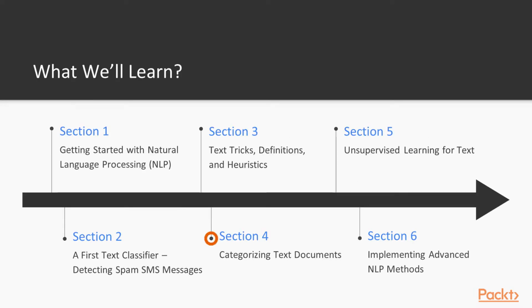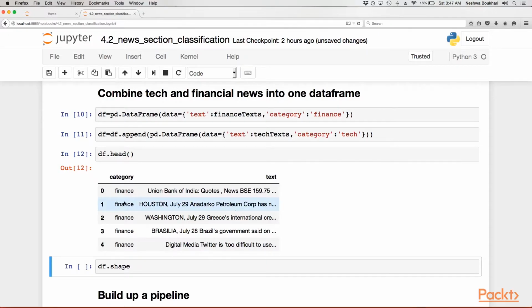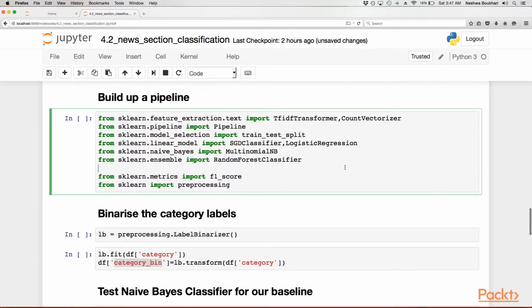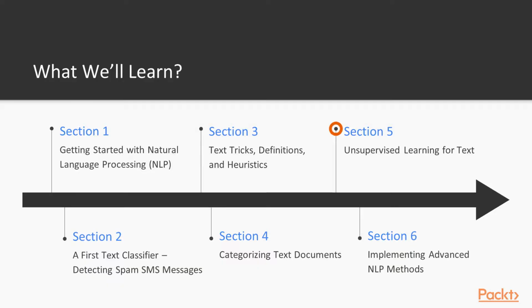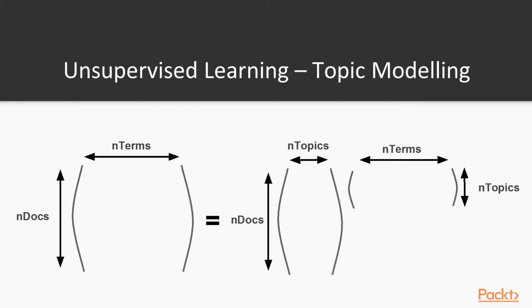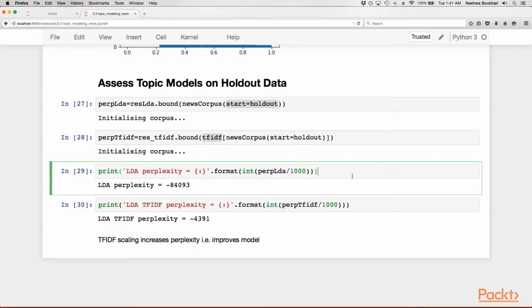In section 4, we will look at a detailed example of how we can categorize text documents. Specifically, we will look at news articles and assign them to categories of news. In section 5, we will use unsupervised methods to find topics in text. This allows you to take a large set of text documents that do not have any labels and to get a bird's eye view of the themes contained within them.